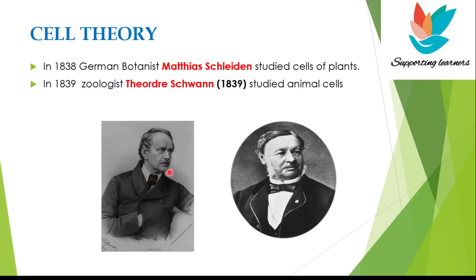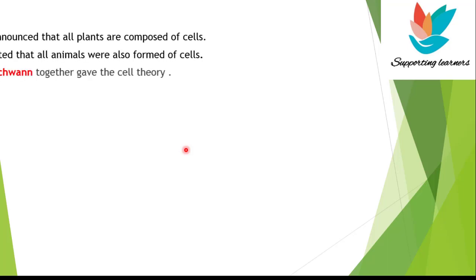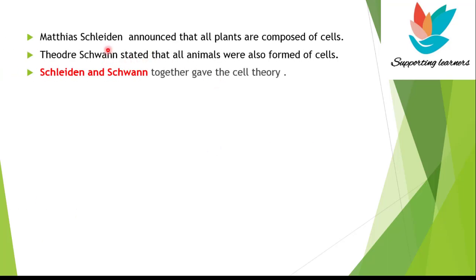So Schleiden was studying the plants and Schwann was studying the animals. And they were studying it separately. And they gave their observations, and Matthias Schleiden announced that all the plants are composed of cells. And Theodor Schwann stated that all the animals were formed of cells. And then after that, they came together and they gave their cell theory.